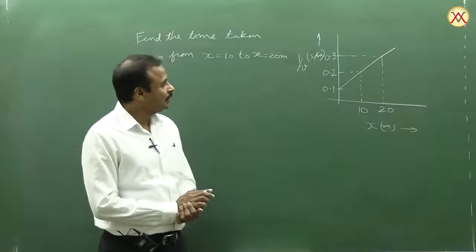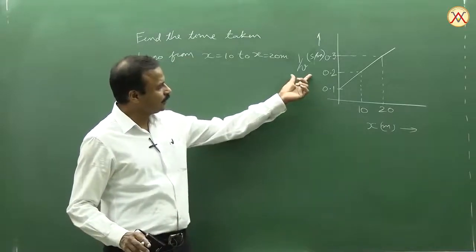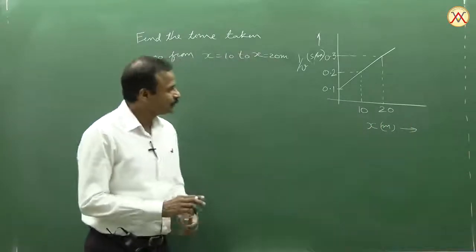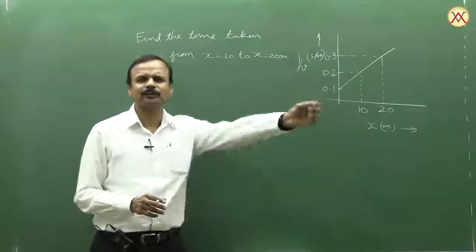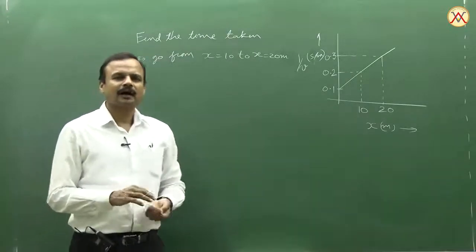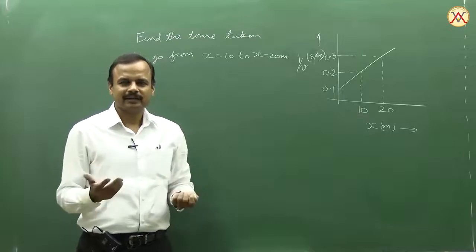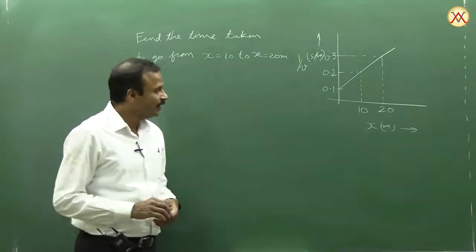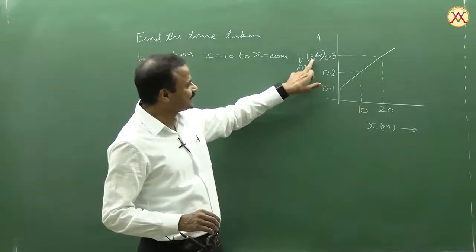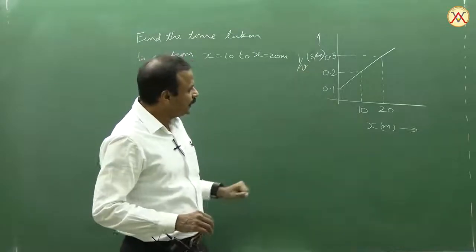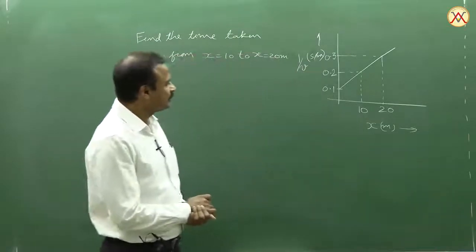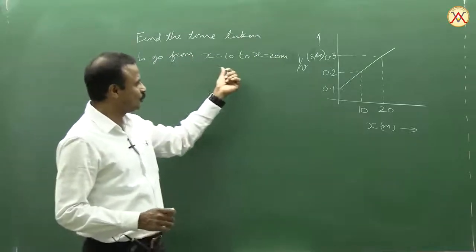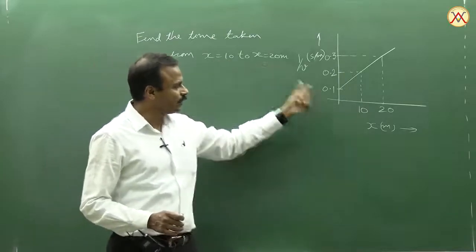In this example, we are given a graph of reciprocal of velocity with position. Reciprocal of velocity is sometimes measured by fitness trackers in terms of pace. They give it in terms of minutes per kilometer. A person is running and it gives minutes per kilometer. Here it is in SI units, in terms of seconds per meter, and the position is of course in meters. We have to find the time taken by the particle to go from x equal to 10 to 20 meters.